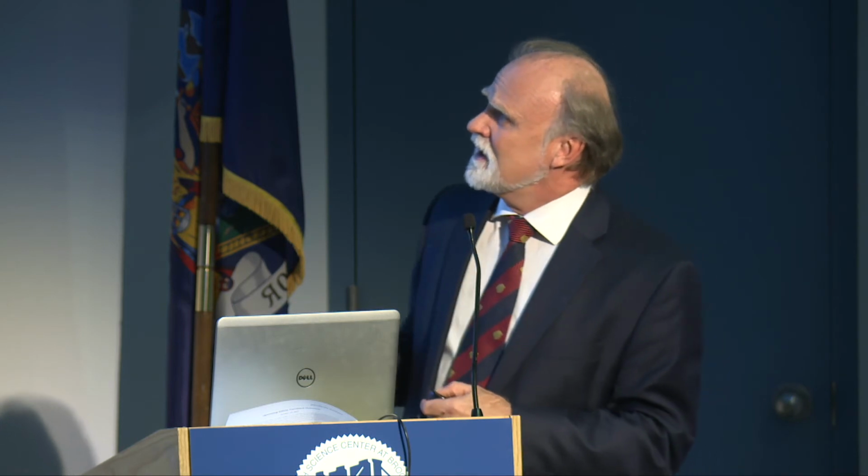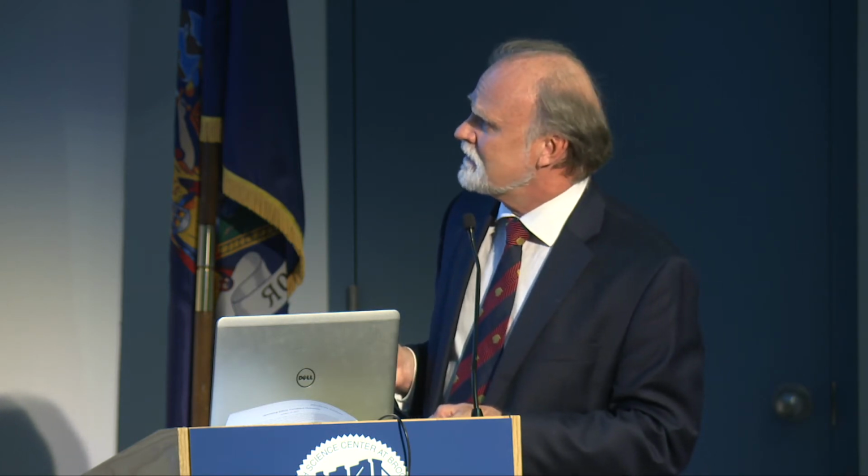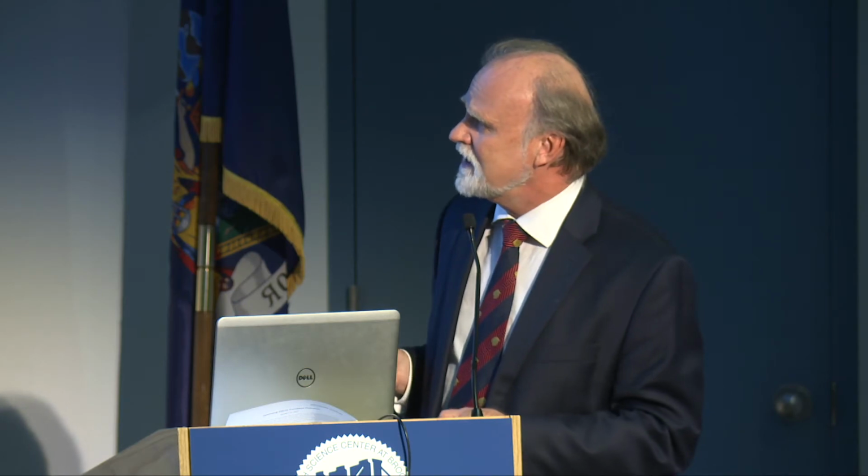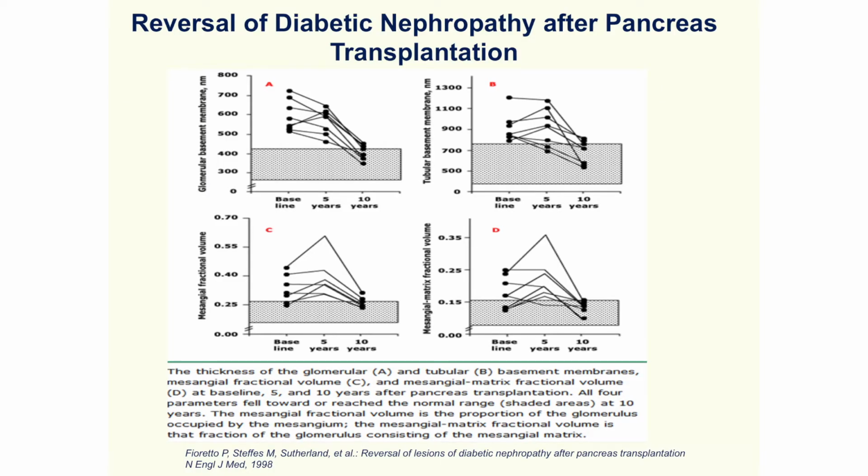These are seminal studies that Mike Maurer at the University of Minnesota with his team performed. So what it shows here is the glomerular basement membrane, the tubular basement membrane, and then he also looked at the mesangial fractional volume. For the non-nephrologists, the definition is provided here, and the mesangial matrix fractional volume. I don't want to go into it in a lot of detail, but when the first results came out and were published in the New England Journal of Medicine, the results were such that kidney function deteriorated 5 years after a pancreas transplant.